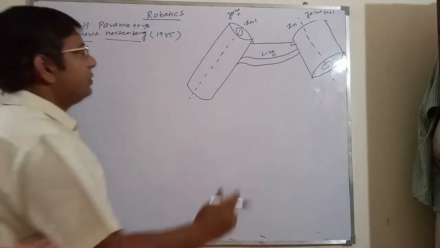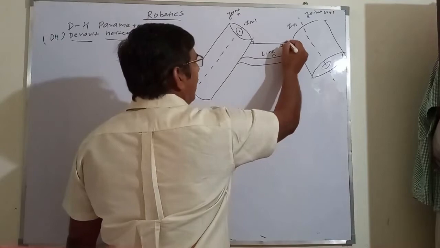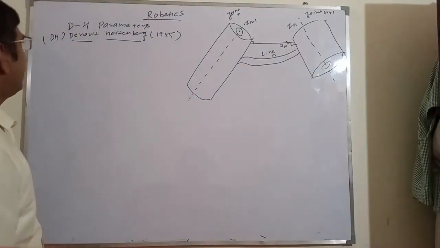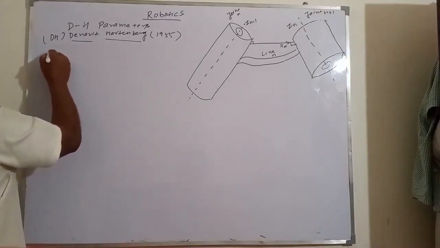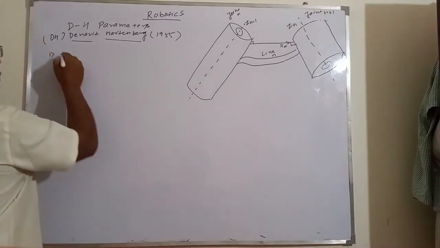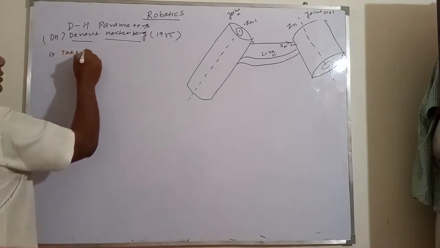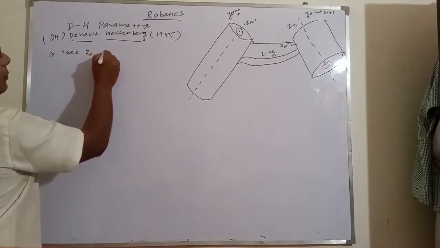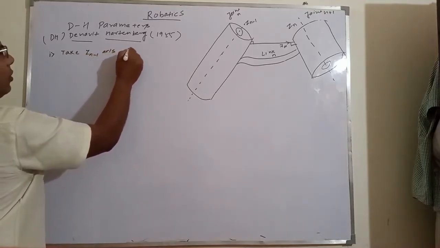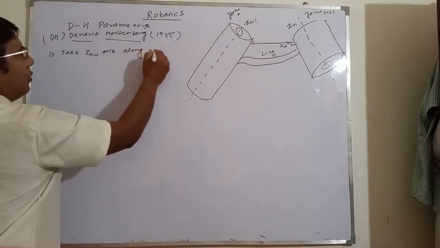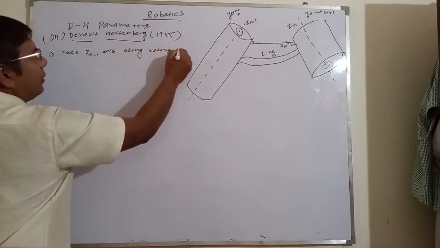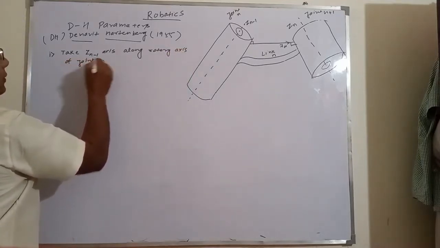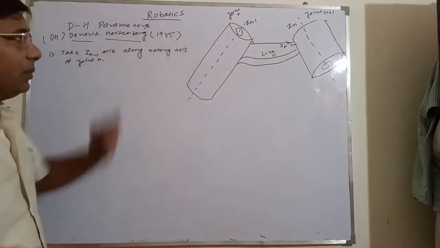Okay, so this will be xn and away from it. So we can write that first: take the z axis along the rotatory axis of joint. Okay, so that we have done.